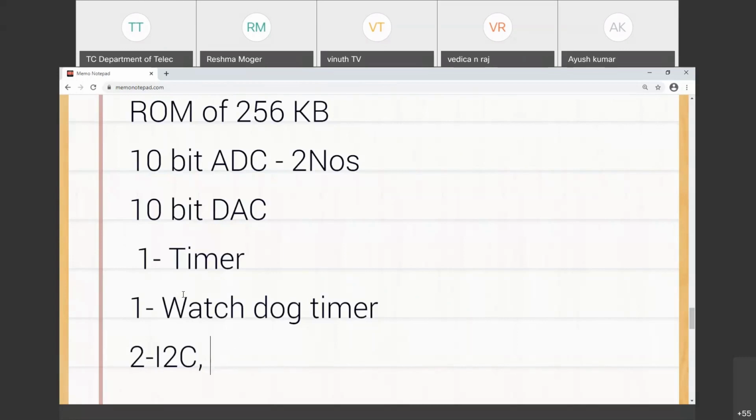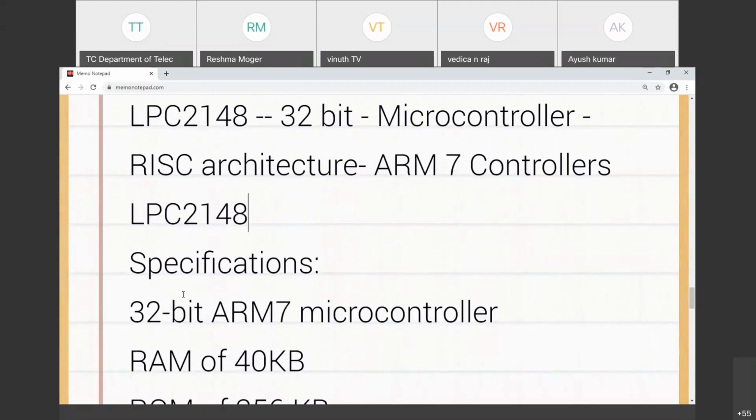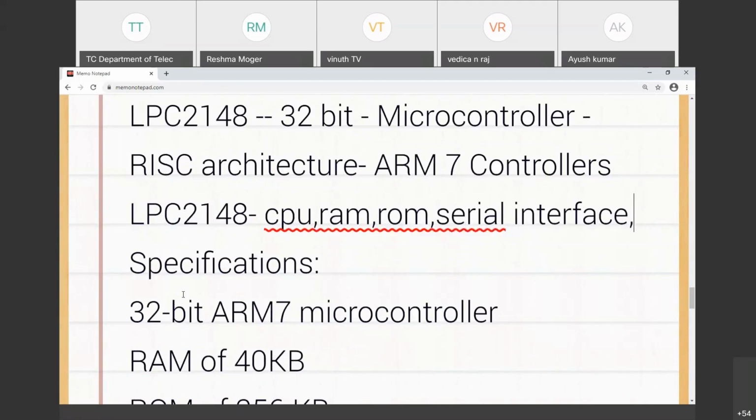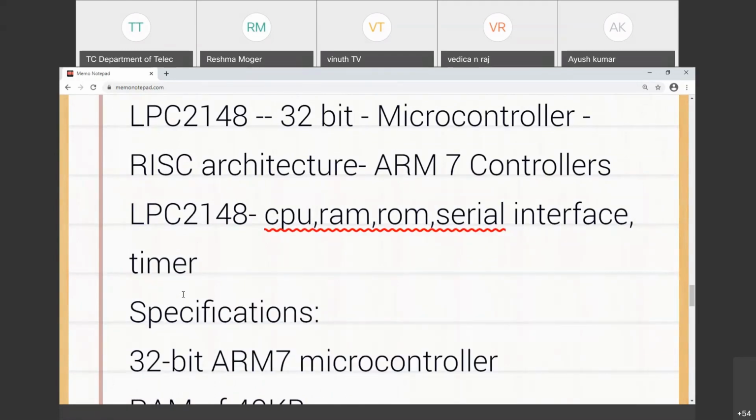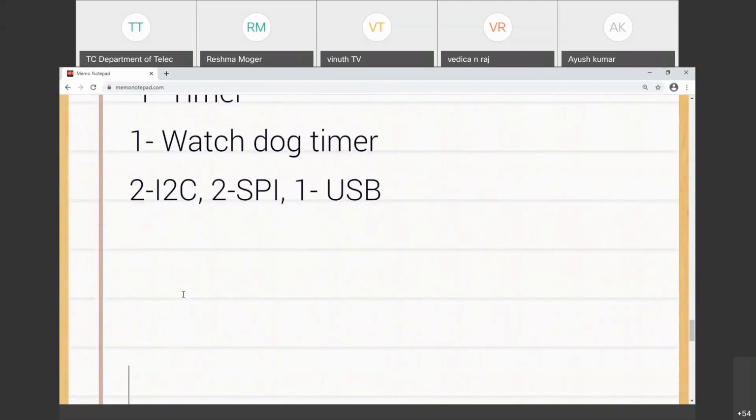I have two SPIs, serial peripheral interface. Likewise, one USB, I have one USB interface. Okay, so likewise, whenever I say a microcontroller is having CPU along with RAM, ROM, serial interface, timer, so many you can list, whichever comes across the architecture. This is some basic representation of LPC2148.